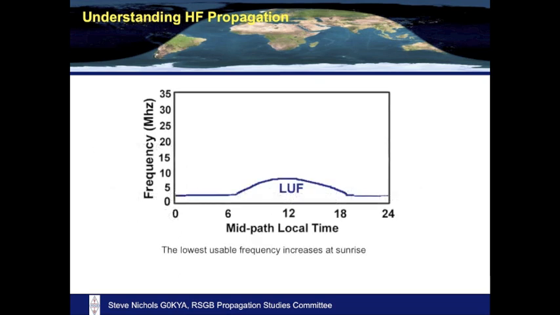So what we can do now is put it all together and see what we end up with. This first graph is a graph of the lowest usable frequency that can be used at any time in that 24-hour period, and it's going to be related to that D layer. As you can see, we can use quite a low frequency until the sun comes up. Then the lowest usable frequency will increase as the sun's intensity on the D layer increases, and then as the sun goes down, the lowest usable frequency drops again.